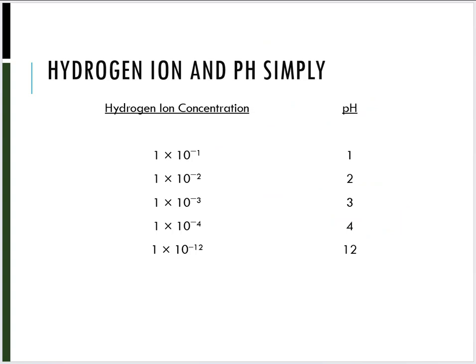Now, let's look at hydrogen ion and pH simplified here. I want you to get on your calculator and type in the negative log of 1 times 10 to the negative 1, and then hit enter, and you should get 1. Type in the negative log of 1 times 10 raised to the negative 2. You should get 2.